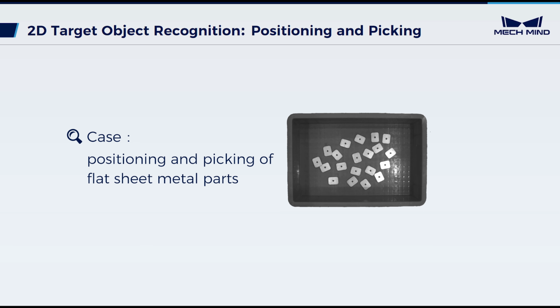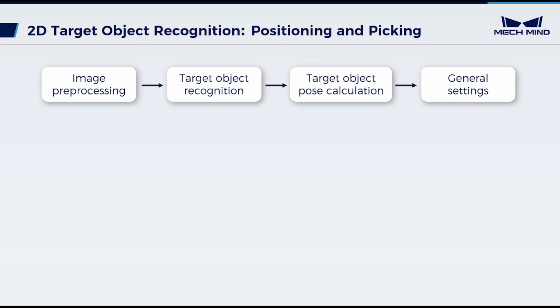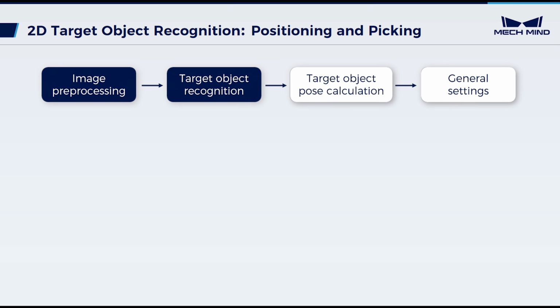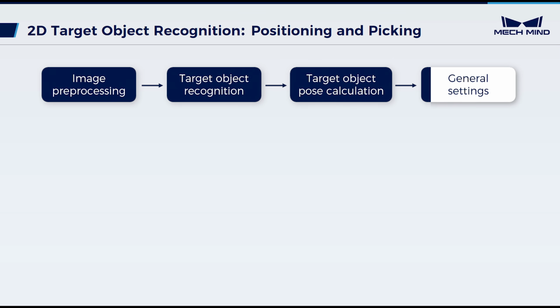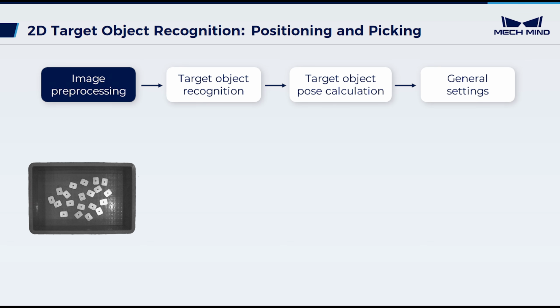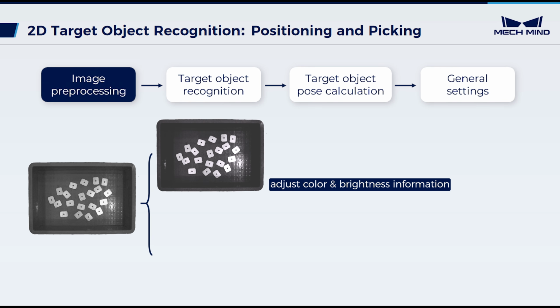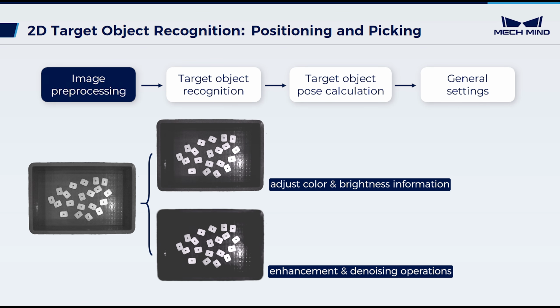Next, we'll take the positioning and picking of flat sheet metal parts as an example to demonstrate the configuration process. In this scenario, the overall recognition process includes 4 steps: image preprocessing, target object recognition, target object pose calculation, and general settings. During image preprocessing, color space conversion is used to adjust color and brightness information, highlighting the features of the target objects. Enhancement and denoising operations can also be applied to improve subsequent recognition results.